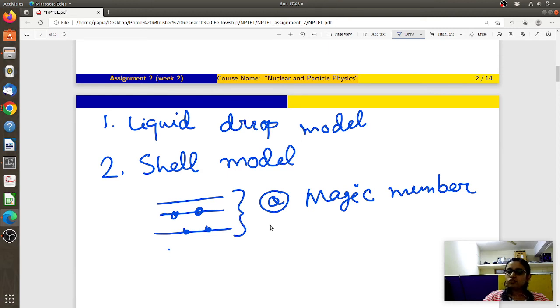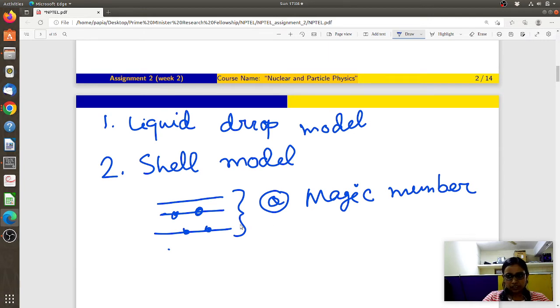And also we can explain why there are so many isotopes in our nature with specific numbers of neutrons and protons, which are called magic numbers. Why are there specific nuclei which have a very large binding energy? Why is it like that? We can explain all these properties with the help of the shell model.